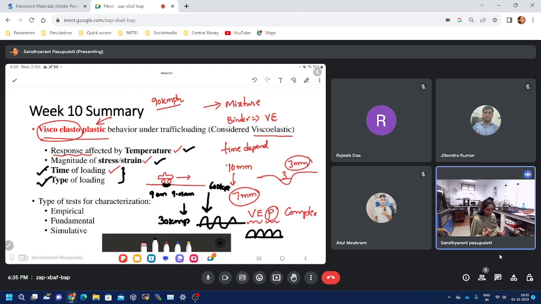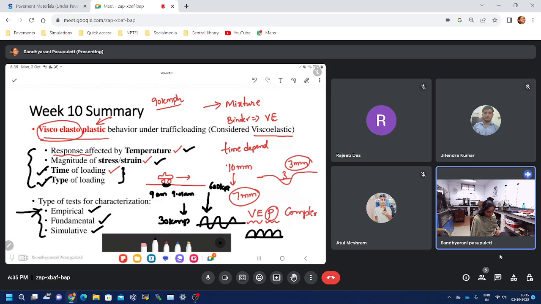So whenever we test the asphalt mixtures in the laboratory, we need to make sure that, because the response depends upon these 4 factors, our equipment and the test parameters should include these 4 parameters for sure. So to perform this, we have 3 types of test: empirical test, fundamental test and simulative test.